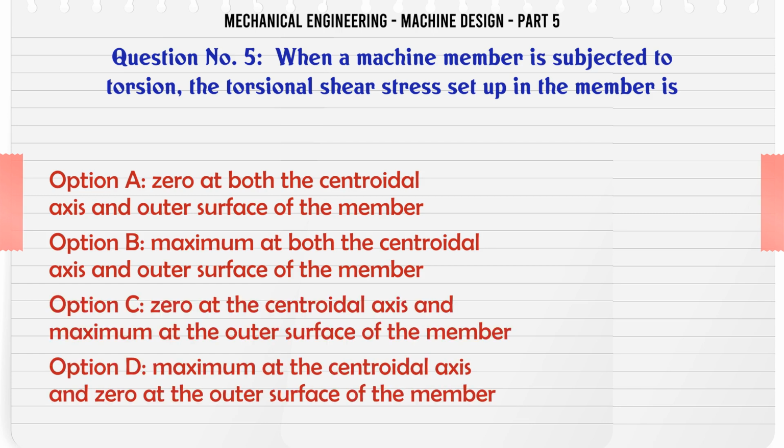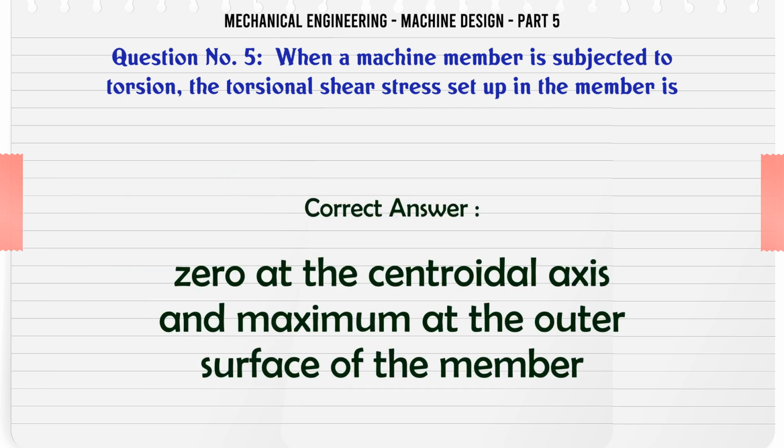When a machine member is subjected to torsion, the torsional shear stress set up in the member is A. 0 at both the centroidal axis and outer surface of the member, B. maximum at both the centroidal axis and outer surface of the member, C. 0 at the centroidal axis and maximum at the outer surface of the member, D. maximum at the centroidal axis and 0 at the outer surface of the member. The correct answer is 0 at the centroidal axis and maximum at the outer surface of the member.